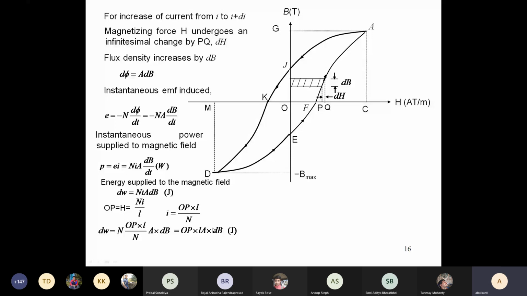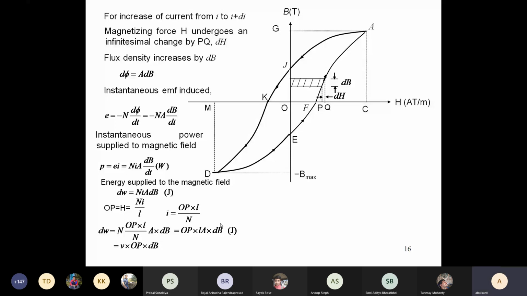Since it is energy, the unit is joules. Everywhere you must be very careful about the units, so I am writing down the units. L into A is basically the volume of the core. L is the mean length of the magnetic path multiplied by A, whether it is a circular shaped ring or even a square shaped ring. So that is basically the volume of the core into OP.